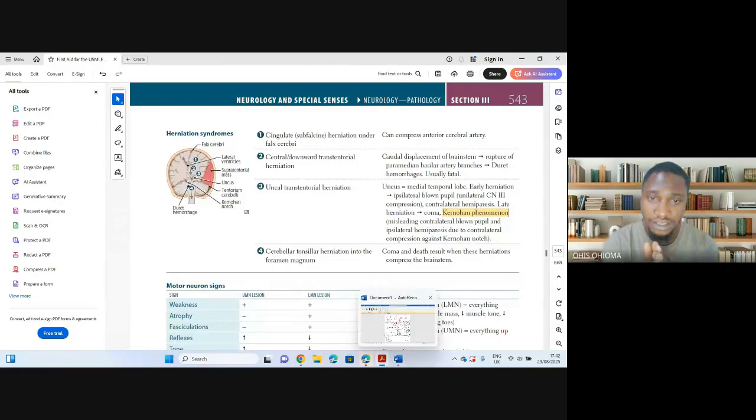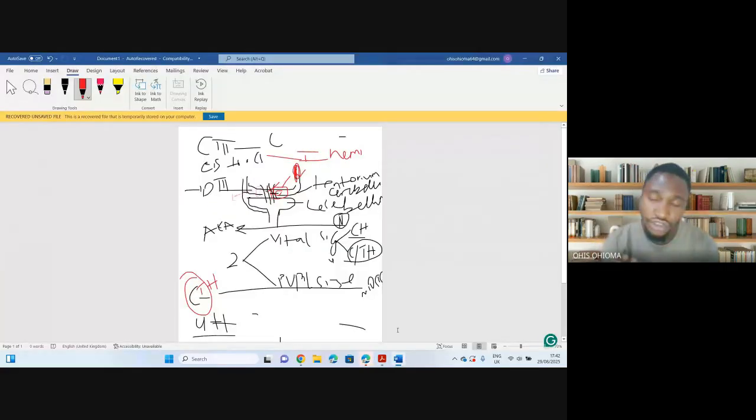Initially when it starts, there's uncal herniation, which compresses that part of the midbrain that carries the corticospinal tract, and then the cranial nerve 3 nuclei. So initially, the patient will have ipsilateral oculomotor nerve palsy, and then contralateral hemiparesis. But as the bleed becomes bigger, and there's more and more compression, the midbrain now bulges on this side, compresses the temporal lobe here, and then the opposite tract is affected. So when the opposite tract is affected, there will be a reverse of the symptoms.